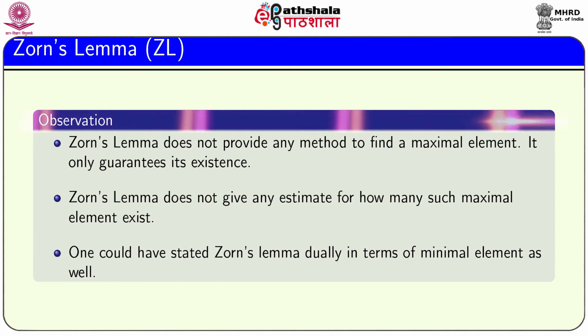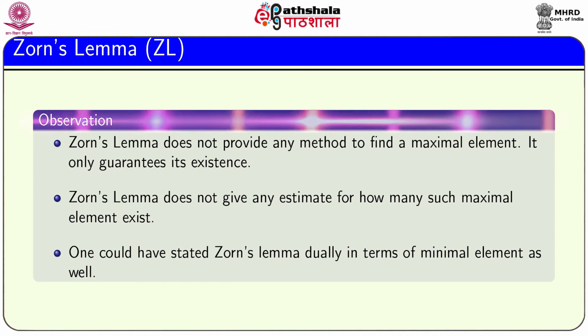Now, we observe a few things. Zorn's lemma does not provide any method to find a maximal element. It only guarantees its existence. Zorn's lemma does not give any estimate for how many such maximal elements can exist. One could have stated Zorn's lemma dually in terms of minimal elements as well.